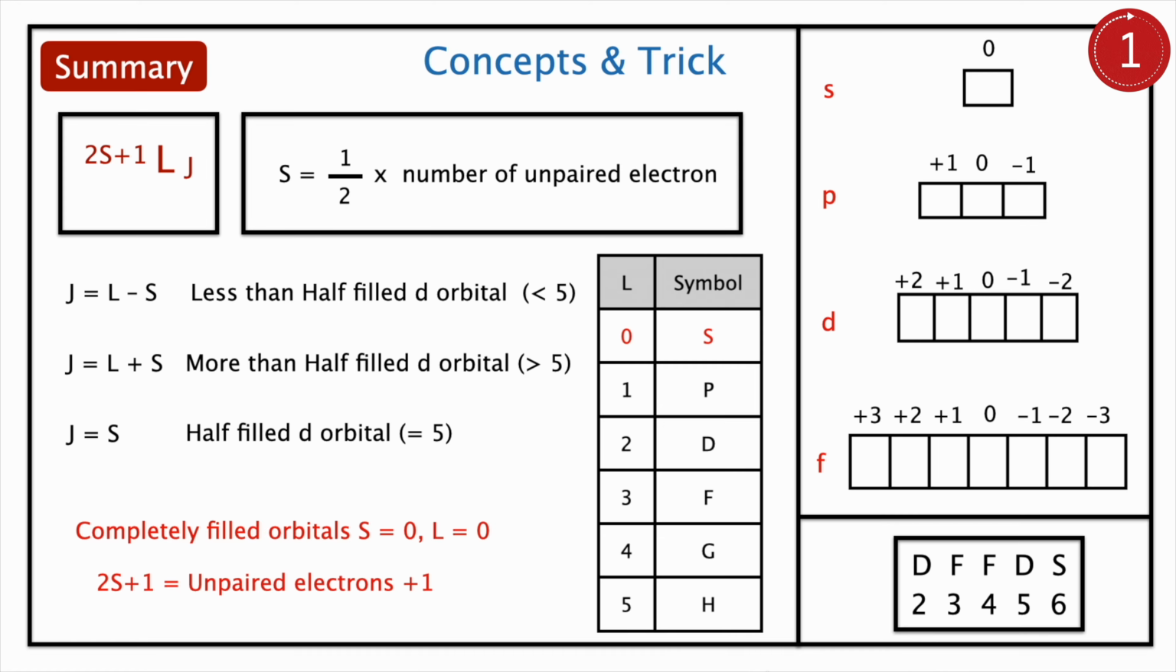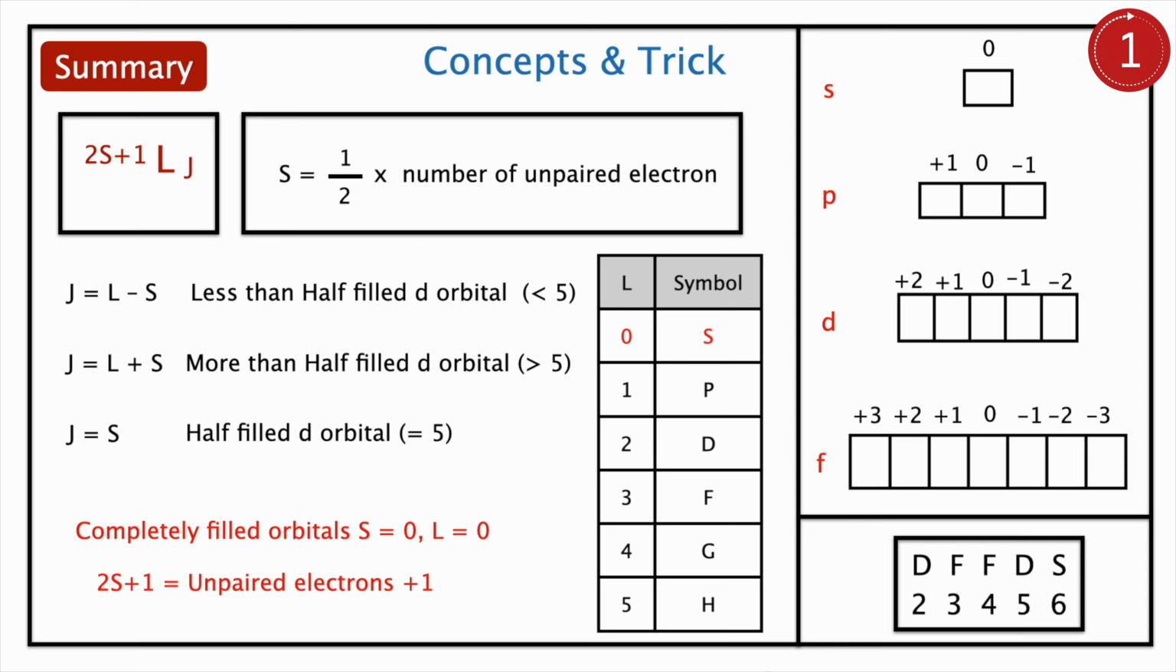Then we summarize with tricks and concepts. The formula for the term symbol is 2S+1 L J. S is half multiplied by the number of unpaired electrons. Here J is L plus S or L minus S. L minus S is for less than half filled, L plus S is for more than half filled, and J equal to S is for half filled. The very important thing to learn is that a completely filled orbital has S0 and L0 value. So don't waste time, straight away you write it.